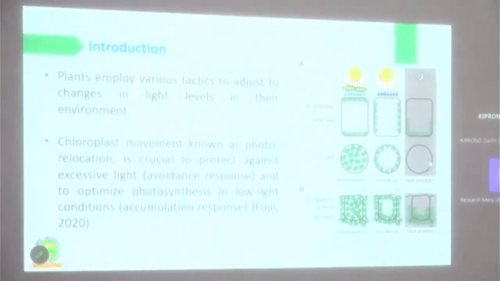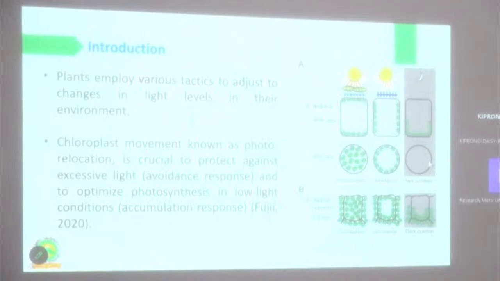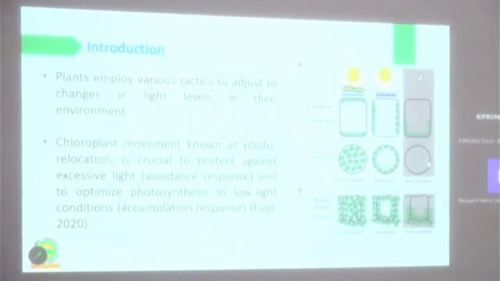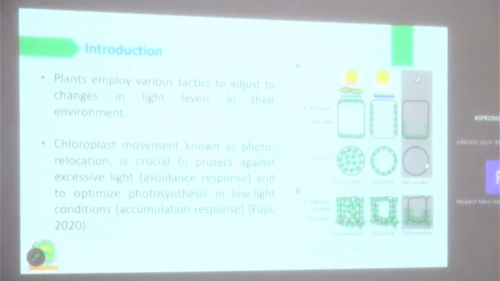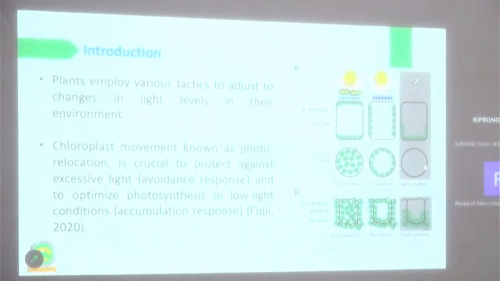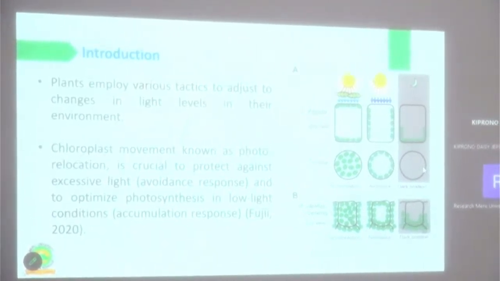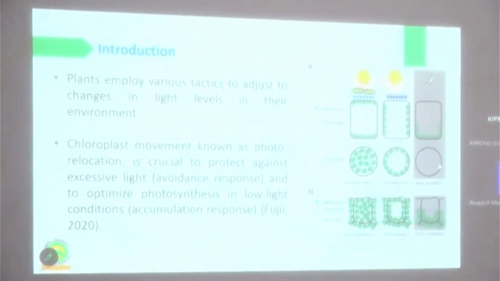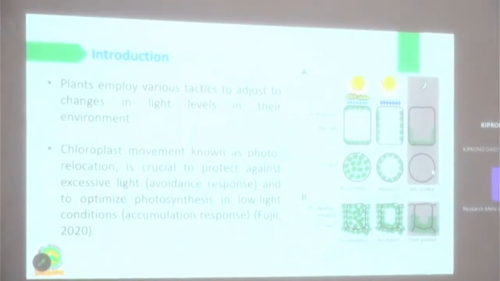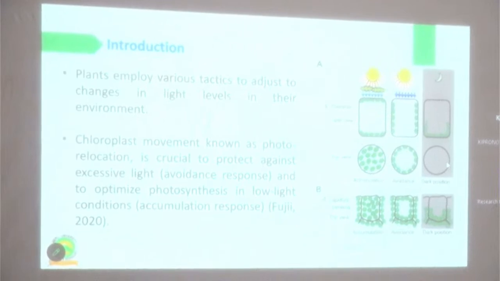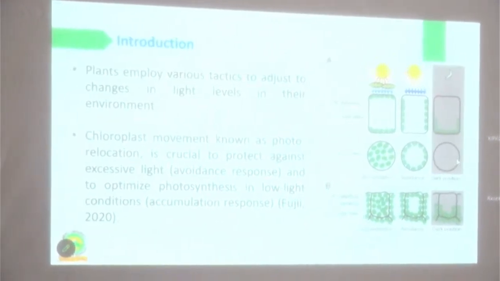Plants employ various tactics to adjust to changes in light levels in the environment, because plants, unlike animals, don't have the ability to move around, and so they have developed different techniques in order to adapt. One of these techniques is chloroplast movement, also known as photorelocation, as it is dependent on light. It is crucial to protect against excessive light, that is photodamage, in a response known as an avoidance response. And to optimize photosynthesis in low light conditions, a process known as an accumulation response helps these plants to maximize the available light in order to maximize photosynthesis.